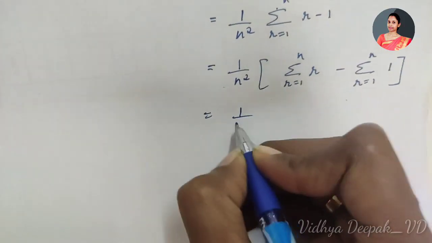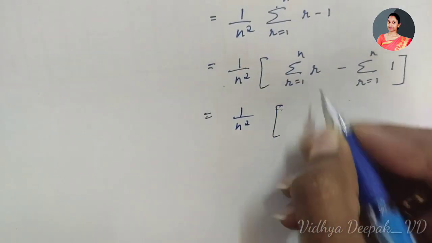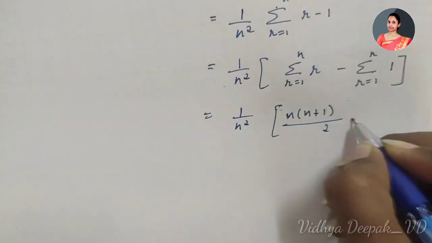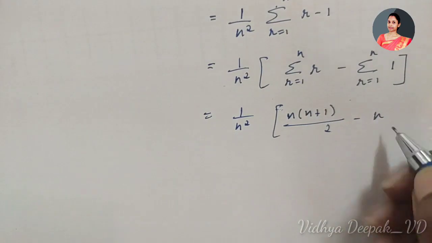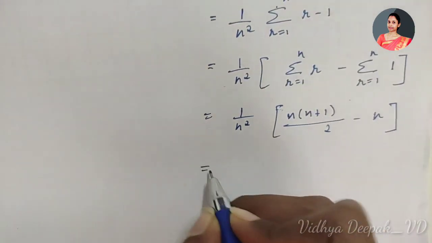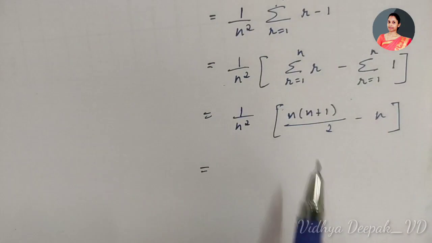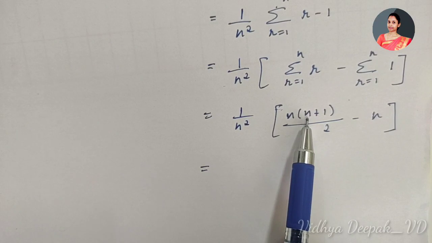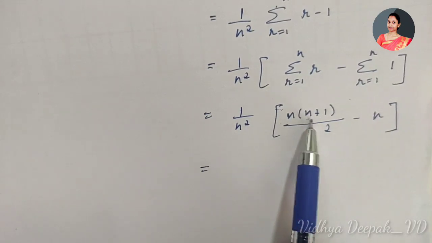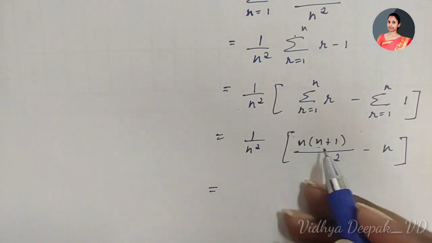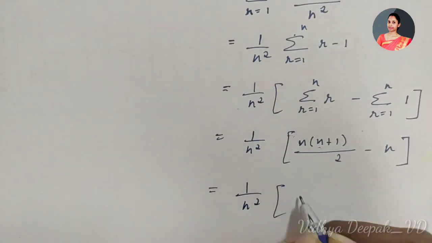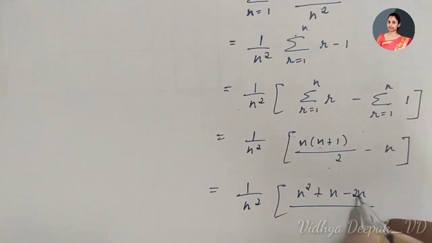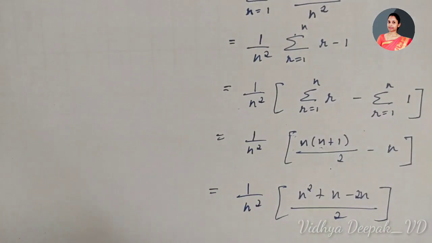After simplification, we have 1 by n square into the summation of r, that is n into n plus 1 by 2, minus the summation of 1, which is n. Okay, so now we have 1 by n square, n into n plus 1. Here we can take n. We will multiply this. If we multiply this, we get n square plus n minus n, divided by 2. This was cross multiplication, LCM, divided by 2.